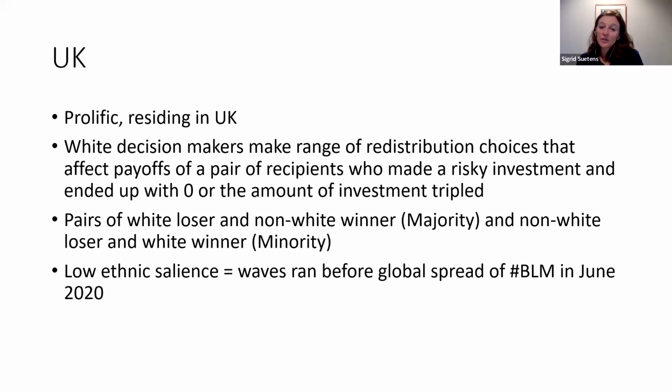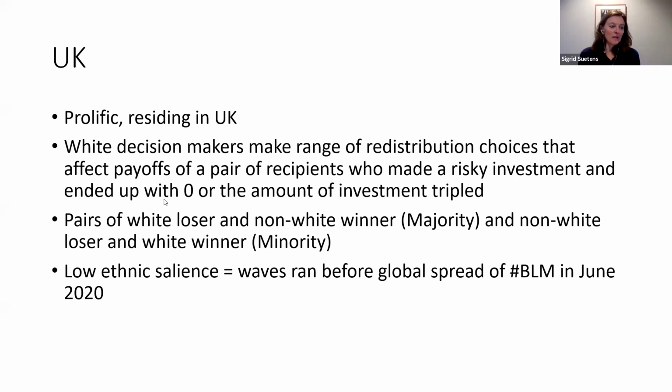Yes, so in the UK experiment, remember there was one person who could win and one who could lose basically the amount of the investment. So we had pairs of a white loser and a non-white winner. This is what we will refer to as the majority treatment, right? Because here the vulnerable person, the one who lost the money, has the same ethnic background as the decision maker, white. And then the other treatment, the minority treatment, has a pair with a non-white loser and a white winner.